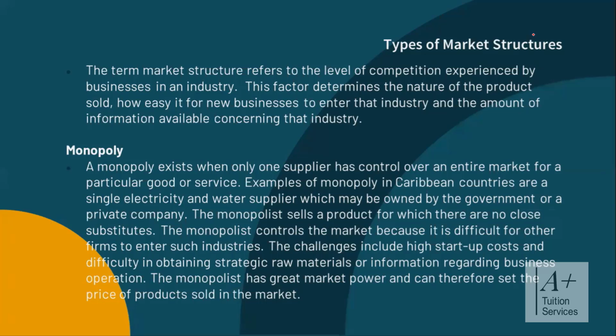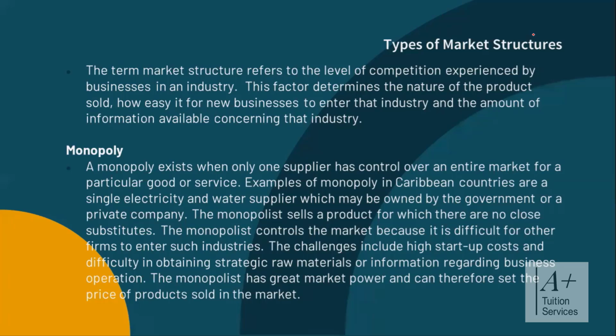So the first market structure we have is monopoly. A monopoly exists when only one supplier has control over an entire market for a particular good or service. So one person dominates the entire market for a product. Examples of monopolies in the Caribbean countries are single electricity and water suppliers, which may be owned by the government or a private company.